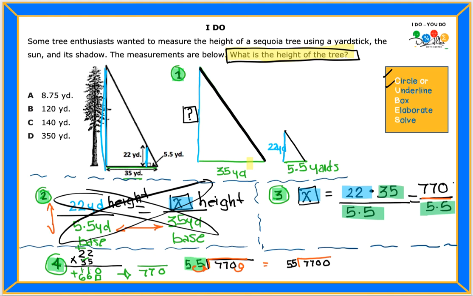Okay, so what I'm going to do next, I'm going to multiply by 5. I always like to multiply by 5, so I can see if I need to go higher or lower.